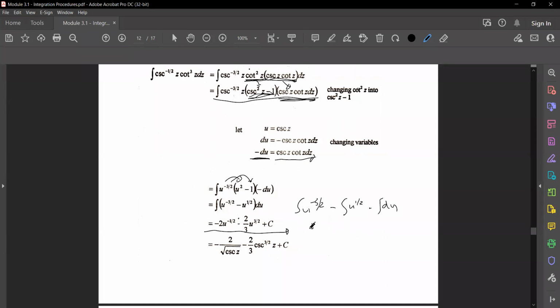Then substitute back. So substitute back natin value ng u. So ito, cosecant z. Or now you will have negative 2 over square root of cosecant z minus 2/3 cosecant raised to 3 over 2 z plus c. Or you can just have negative 2 cosecant raised to negative 1/2 z. So pwede naman yan. Okay, or kung gusto mo, ilagay mo siya sa baba, right? Then you will use the square root of cosecant. Yan.